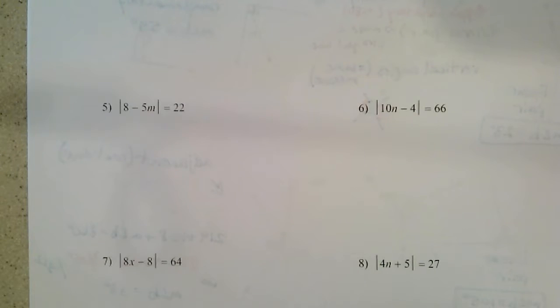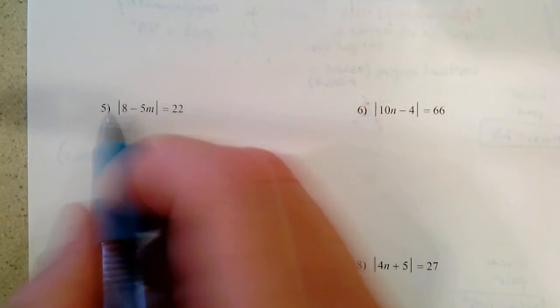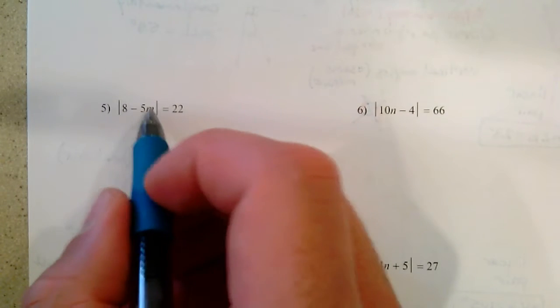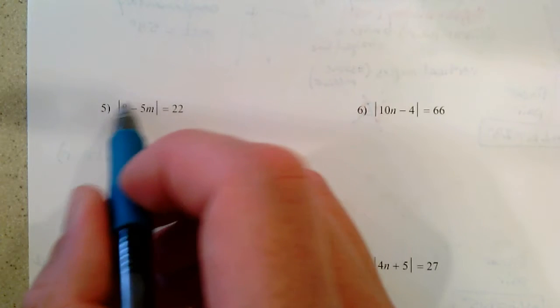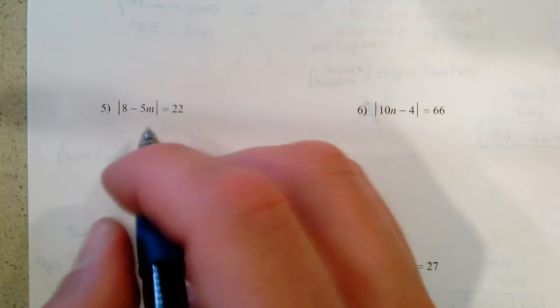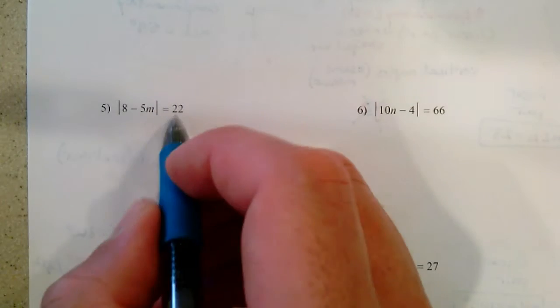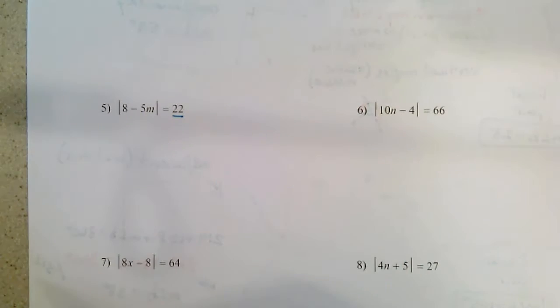Alright, let's go down here. Oh boy, these are a doozy. Absolute value equations. Now, an absolute value right here means that whatever is inside these absolute value bars is 22. That's what the 22 means over here, 22 spaces away from 0 on the number line.